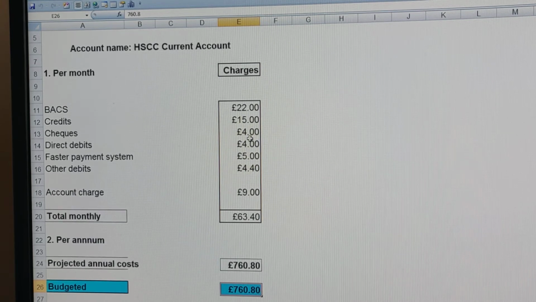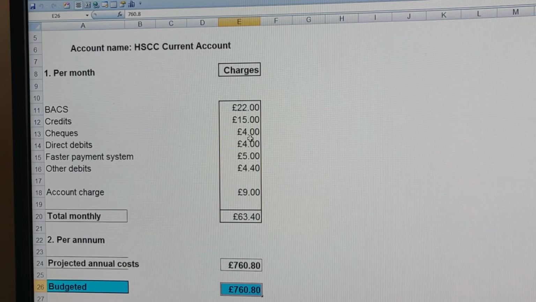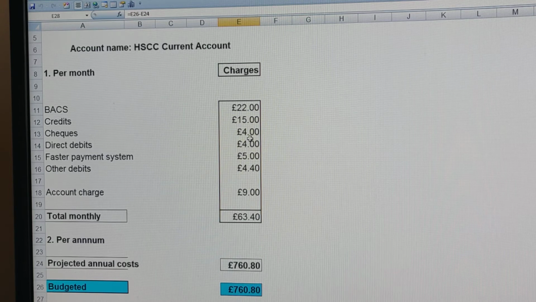When you are preparing your budget for the month or for the year, you should include somewhere in your budget that your bank charges will be £760.80. And you then have to monitor that on a monthly basis. If your bank charge in any particular month is greater than the £63.40 that I've stated here on this spreadsheet, then you need to look at the components of the charge.